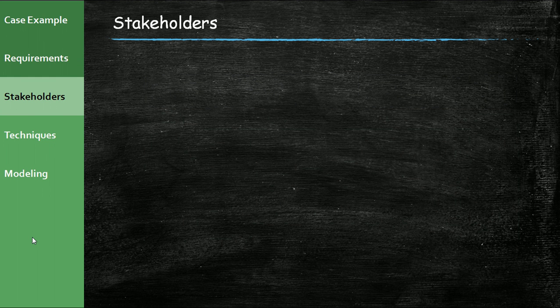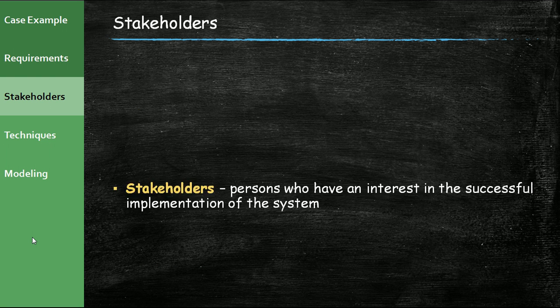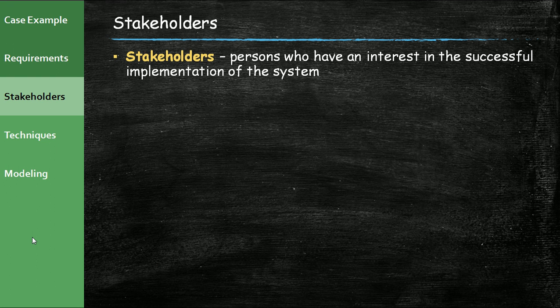Let's talk about the stakeholders. In many cases, when I talk about stakeholders in class, most people are thinking of Buffy the Vampire Slayer, but that's obviously not what we're talking about here. The stakeholders in systems analysis and design are the people that are the beneficiaries of our product or of our system. So these are the people that are going to benefit from this system. They have a vested interest in the successful implementation of the system.